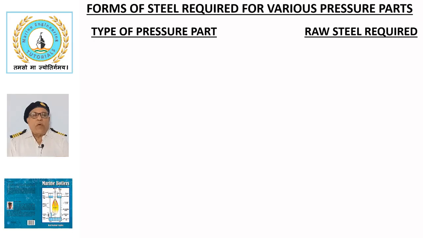Forms of steel required for various pressure parts. This slide describes the forms of steel used for fabrication of various special parts of water tube boiler. Drums and headers. Drums are used for storage and distribution of water and steam. Similarly, headers connect the tubes for circulation of water and steam. Drums and headers are fabricated by hot or cold rolling of the steel plates to give the desired shape and welded to form the pressure vessel.